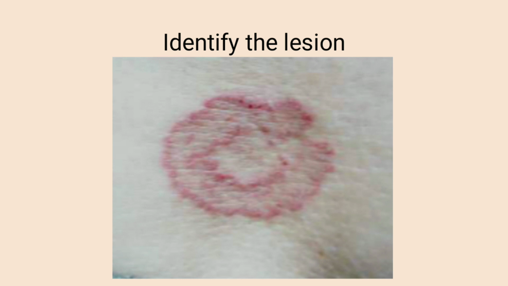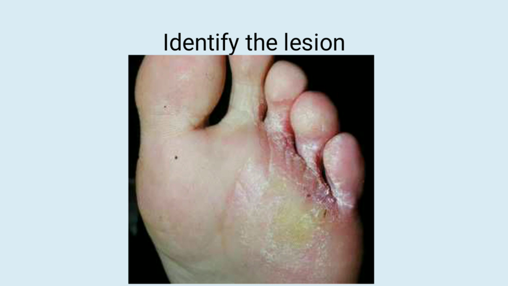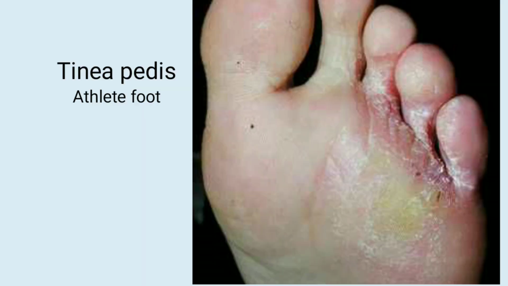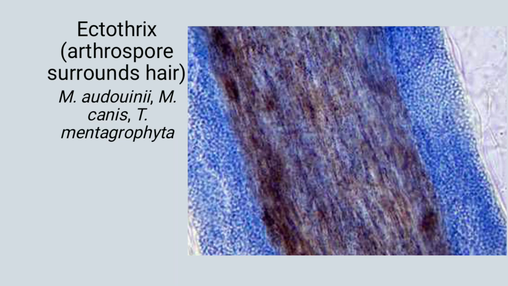Identify the lesion. This is Tinea imbricata, concentric papillosquamous scaly patch is seen, fungal infection. Identify the lesion. This is Tinea pedis or athlete's foot, fungal infection of the foot. Identify the organism. This is ectothrix, or arthrospore surrounds the hair, caused by Microsporum audouinii, Microsporum canis or Trichophyton mentagrophytes.